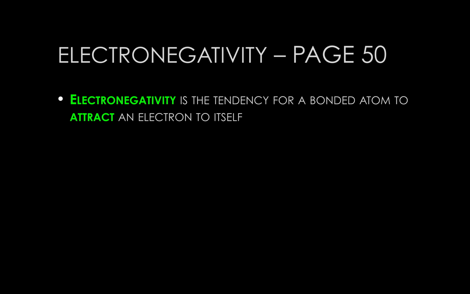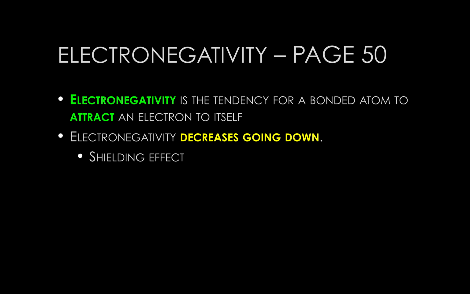Electronegativity is the opposite of ionization energy. So electronegativity is a tendency for a bonded atom to attract an electron to itself. So this means that the atom has a greater attraction for an electron, so it's going to pull the electron. Electronegativity decreases going down, again because of the shielding effect. Remember, metals don't care. They don't want to gain electrons. They want to give them up. So they have a lower electronegativity than your nonmetals.